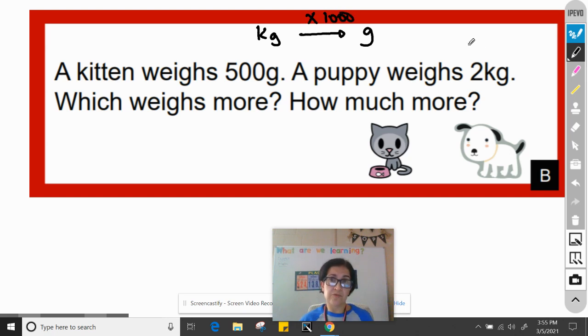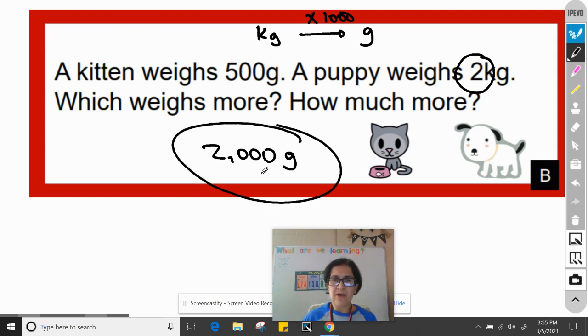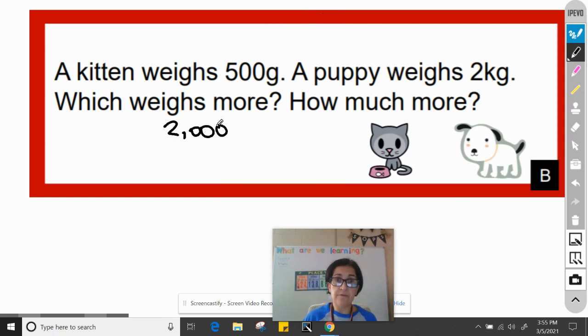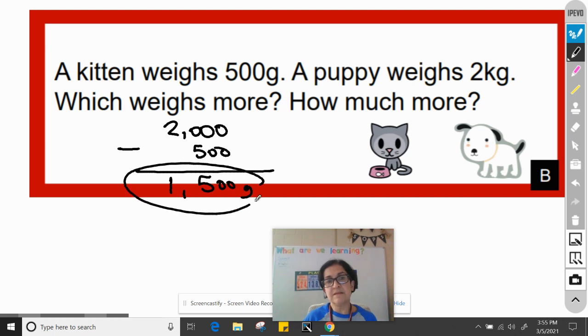We are going in the direction we read. If you look at your sheet there, okay? So get the 2 kilograms multiplied by 1,000, that equals 2,000 grams. So which weighs more, the puppy or the kitten? The puppy. The puppy weighs 2,000 grams. The kitten weighs only 500 grams. But they do ask, how much more does the puppy weigh? Well, you would have to do the 2,000 grams for the puppy minus 500 for the kitten, and it would be 1,500 grams. So this is the extra that the puppy weighs compared to the kitten.